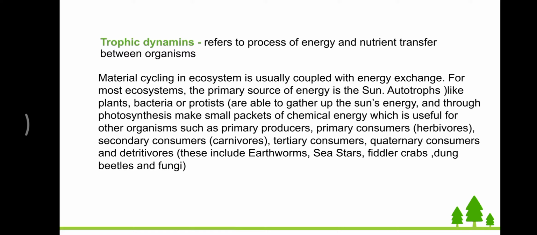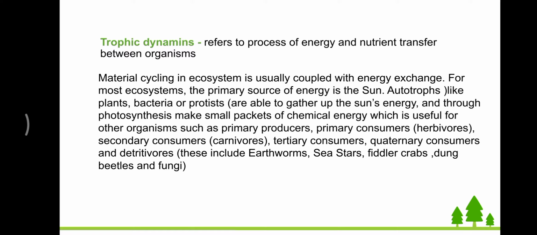Autotrophs like plants, bacteria, or protists capture small packets of chemical energy which is useful for other organisms, such as primary producers, primary consumers, secondary consumers, tertiary consumers, quaternary consumers, and lastly detritivores. What are detritivores? Detritivores include earthworms, sea stars, fiddler crabs, dung beetles, and fungi.